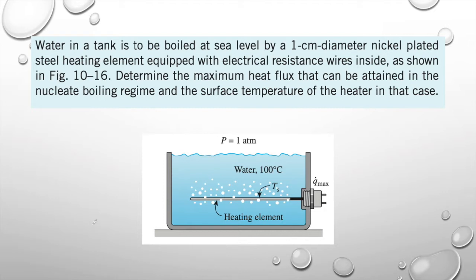Now, the first one, we have to calculate the maximum heat flux. We have to determine the maximum heat flux before we can determine the surface temperature. So that's why the question arrangement is like that. You have to determine the maximum heat flux, and after that, you can calculate the surface temperature. Now, we have to take a look at the maximum heat flux first.